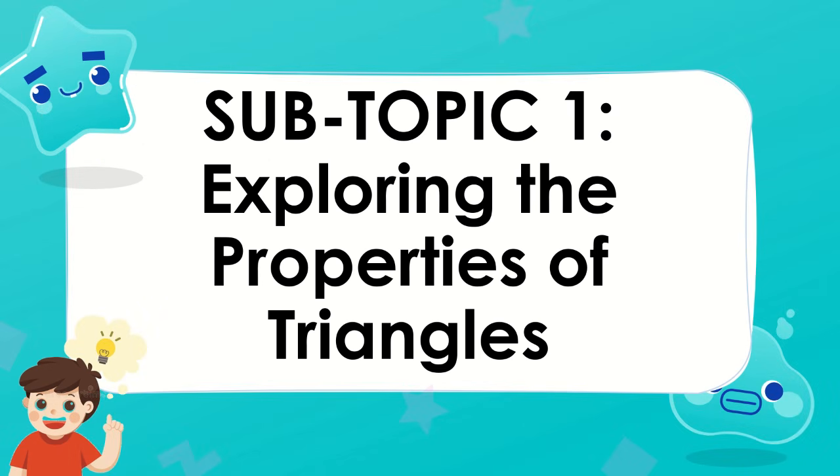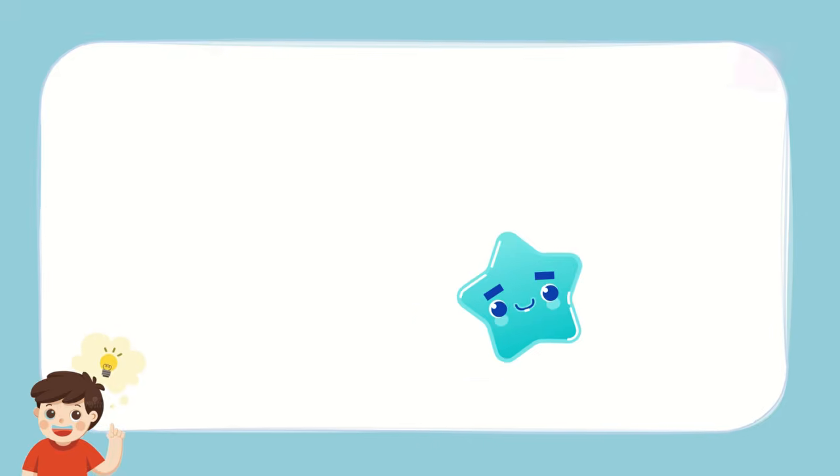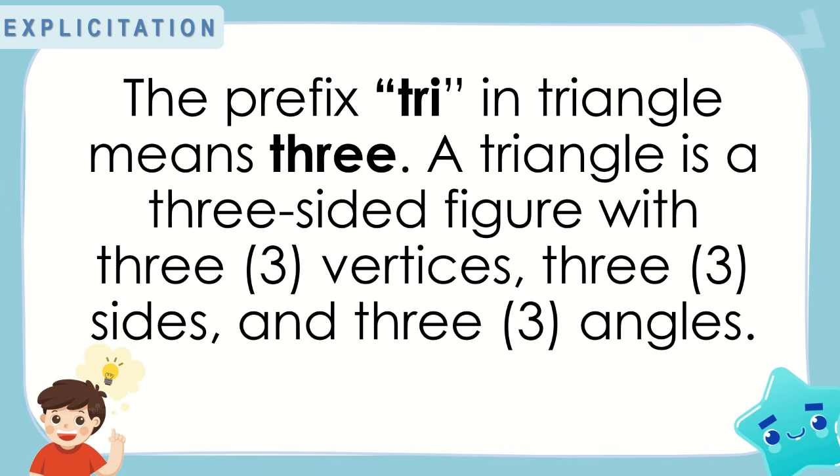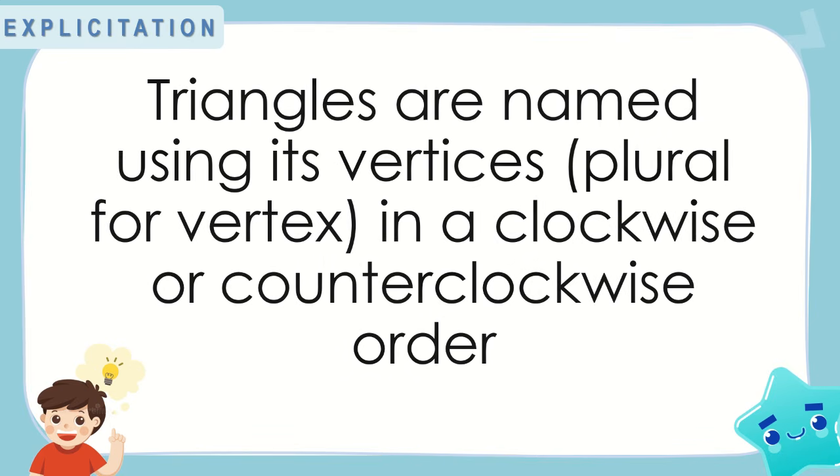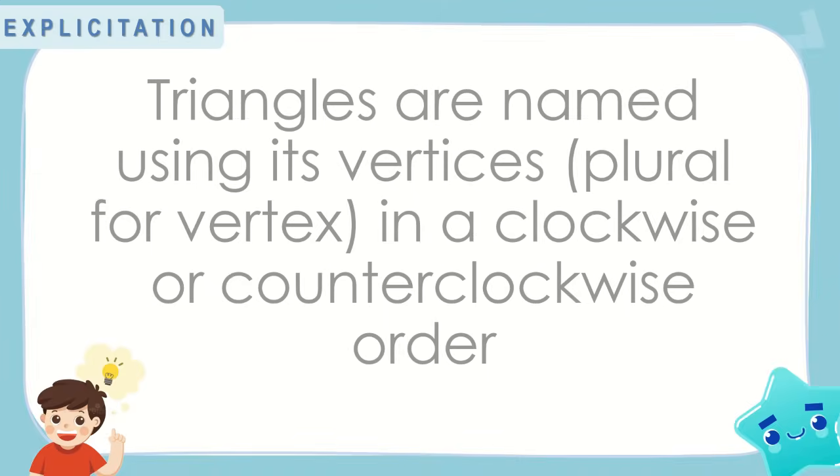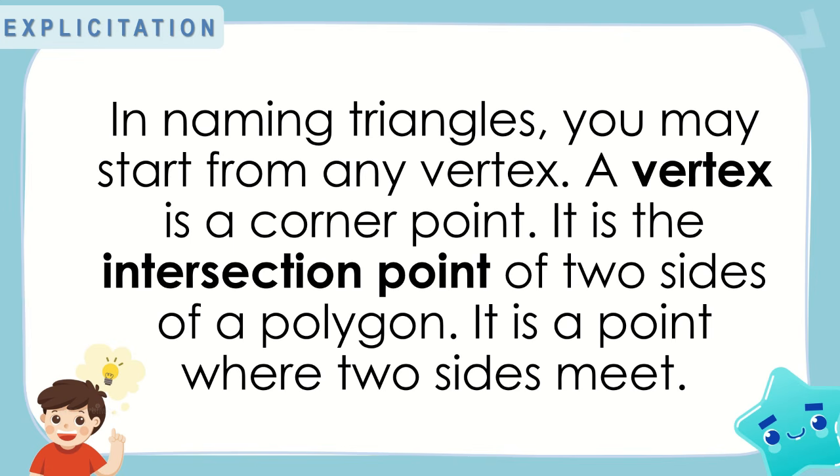For the subtopic 1, exploring the properties of triangles. The prefix tri in triangle means 3. A triangle is a 3-sided figure with 3 vertices, 3 sides, and 3 angles. Triangles are named using its vertices, plural for vertex, in a clockwise or counterclockwise order. In naming triangles, you may start from any vertex.